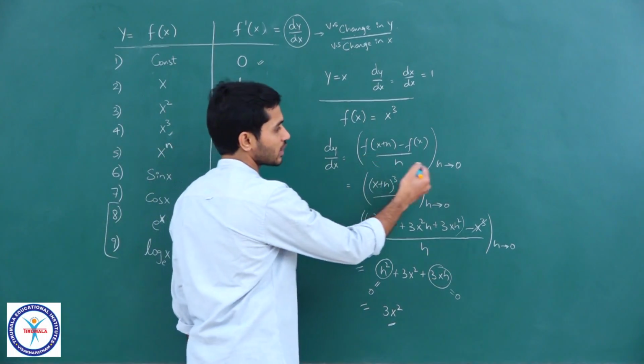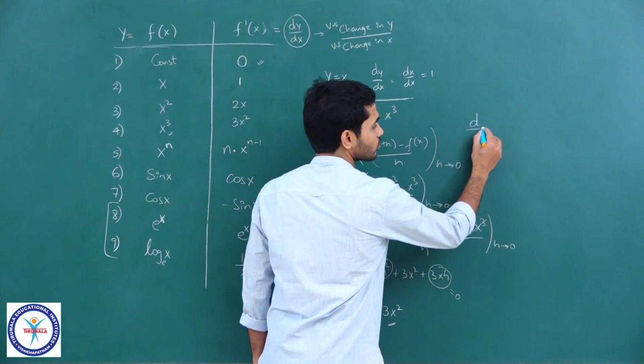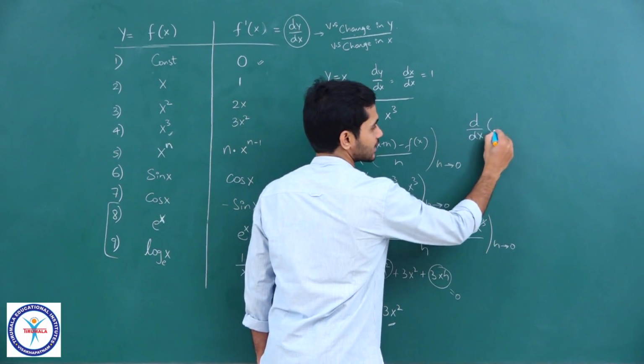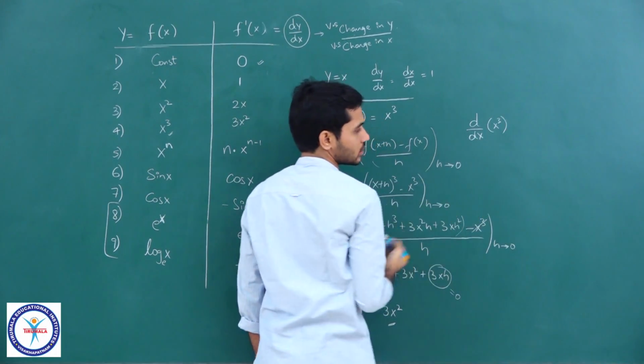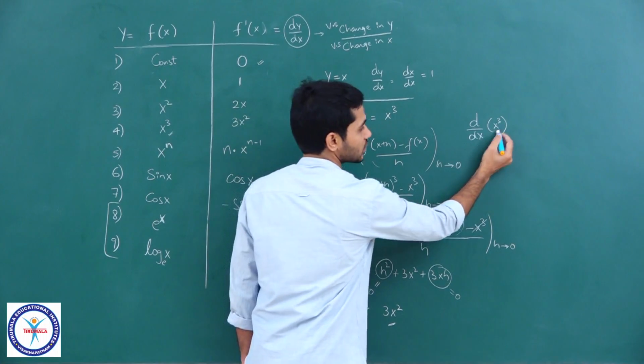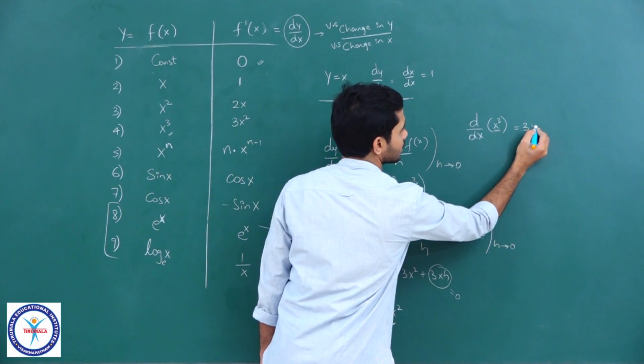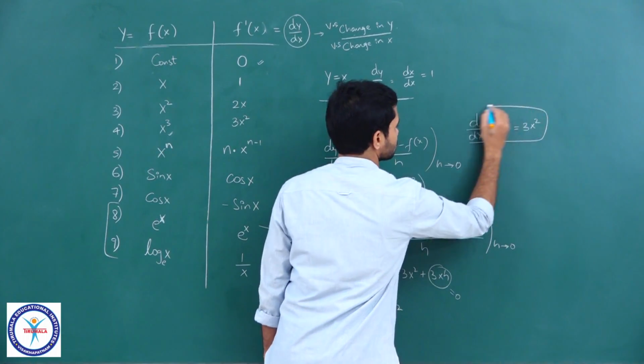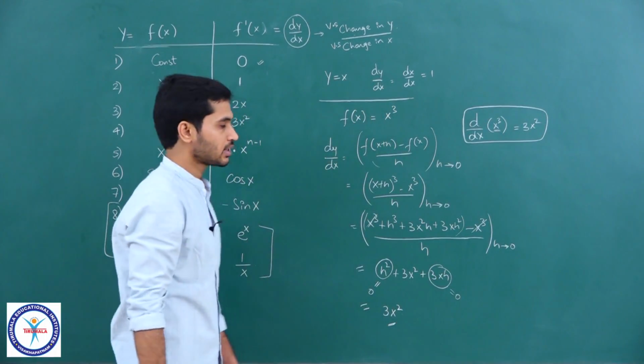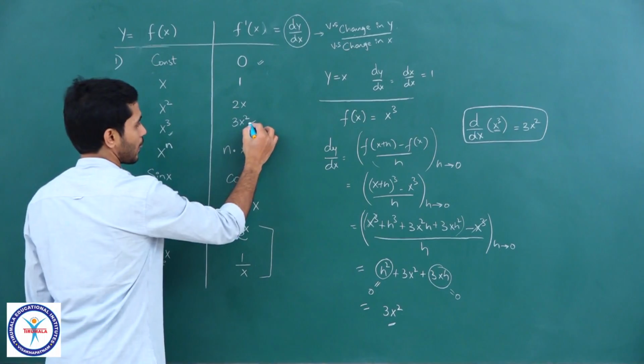So, which means from this we can understand that when I perform this operation d by dx of x cube, which means if I differentiate the function x cube with respect to x, I get 3x square, right students. So, that is what we have written here.